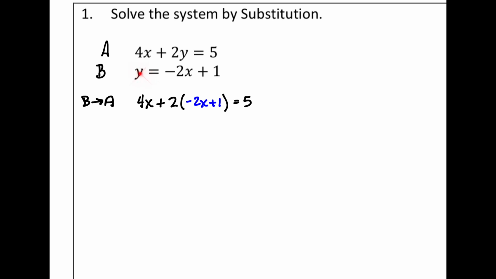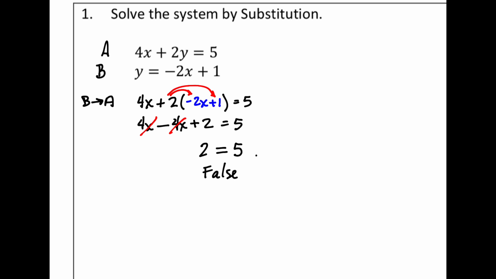So substitute. Now let's solve. So we get 4x minus 4x add 2, because I'm distributing here, right, equals 5. Your 4x's cancel out, so we end up with 2 equals 5, which is false.